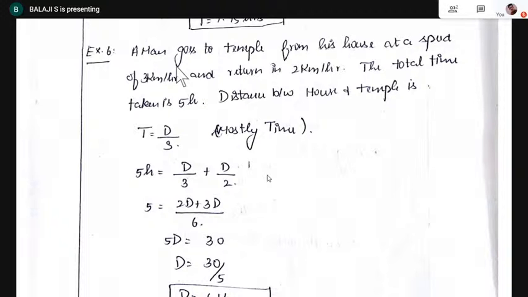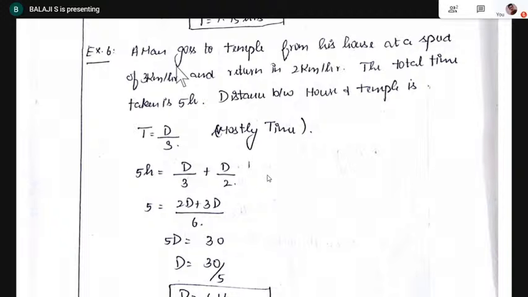See here, the total time is given. For going and coming, the total time is 5 hours. The man travels from his house to the temple at 3 kilometers per hour, and we must find the distance between the house and the temple. We know time equals distance by speed. He traveled a distance at 3 km per hour, and also traveled the same distance back at 2 km per hour. For going and coming, the total time is 5 hours.